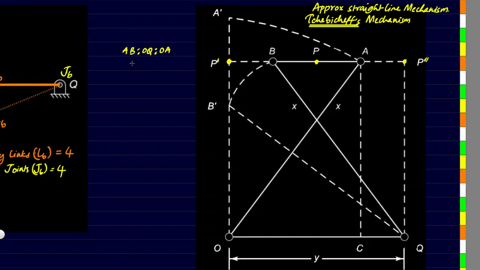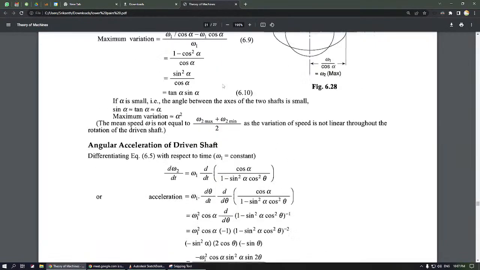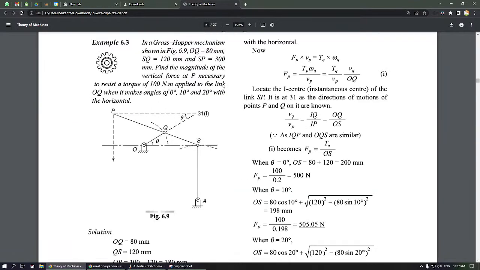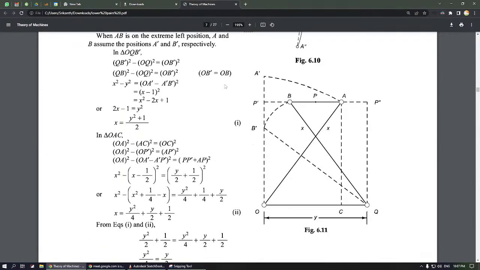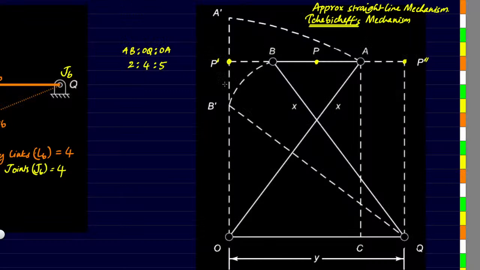So what is this ratio? The ratio is 2:4:5, isn't it? I hope I'm remembering it correctly, but let's verify once. Yes, here, in the derivation we did, after the derivation we are getting 1:2:2.5. So how did we get that? If we divide by 2 overall, we get 1:2:2.5. Fine. So this is okay, or 2:4:5 is also okay. This has to be the ratio maintained by these three links.